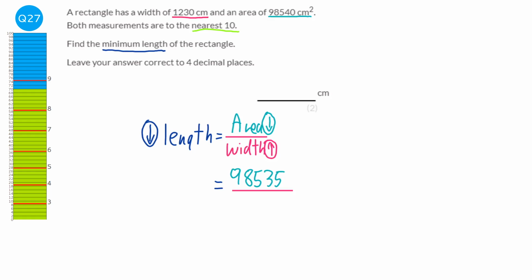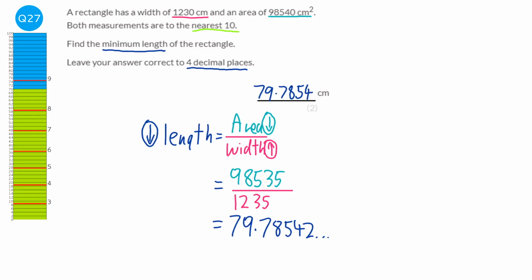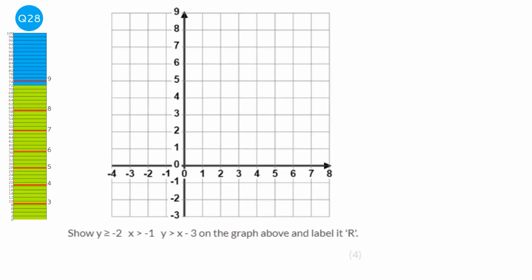Now for the width, we're going to do the same thing, half the accuracy, half of 10 is 5, but we're looking for the upper bound, we're looking for the biggest it can be. So we're going to add that on. And when you do that calculation, you get the answer of 79.78542, and it wants it to 4 decimal places. So we're going to do 79.7854.